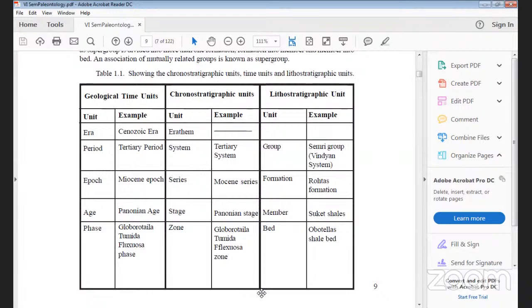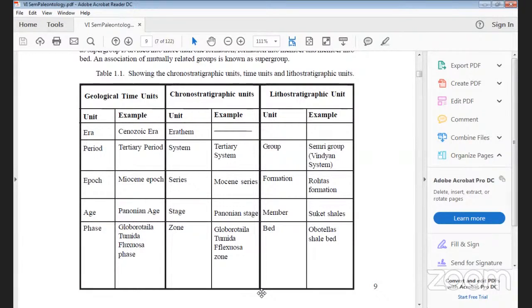The system, an example you see here, is the Tertiary system. And similarly, we see series, stage, zone. Series is equal to the epoch, stage is equal to the age, and zone is equal to the phase of a geological time. Else, we go into the lithostratigraphic unit.